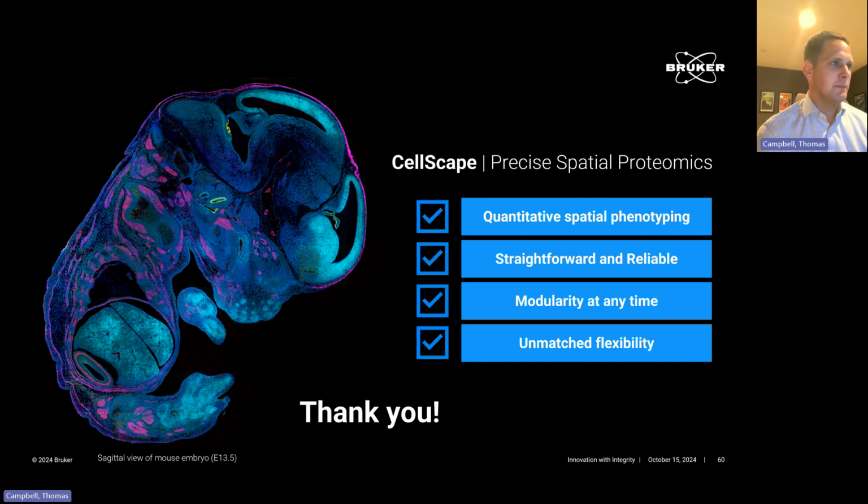Just to summarize, the CellScape spatial proteomics platform with a real emphasis on quantitative spatial phenotyping, not just detecting the presence or absence of protein targets, but really quantifying across the full range, the full continuum of protein expression in biology. We're doing this leveraging straightforward and reliable techniques that give us a lot of flexibility and the ability to have modularity in our assay design over time.